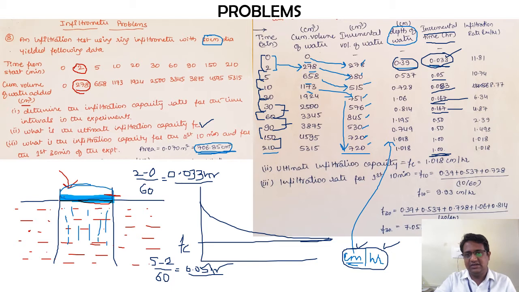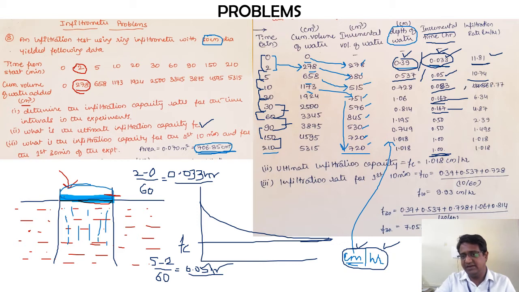So the first answer, the infiltration rate that we are getting, is nothing but the amount of water that has infiltrated divided by time. So 0.39 divided by 0.033 is going to give us 11.81. Similarly, for the next 3 minutes, that is 2 minutes to 5 minutes, it is 0.537 divided by 0.05, which will give me 10.74.